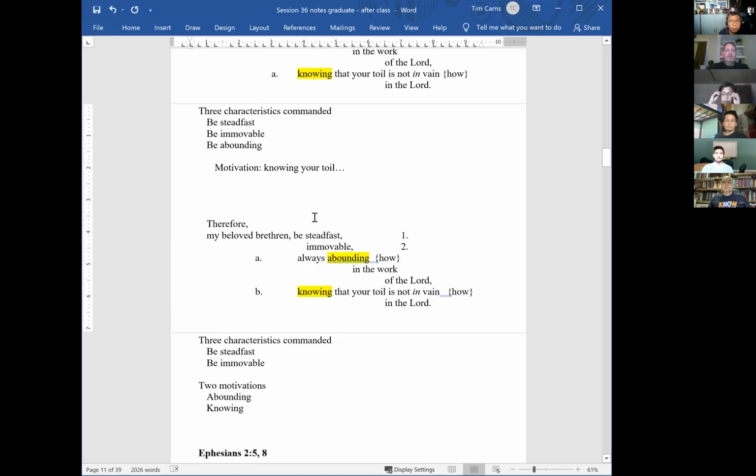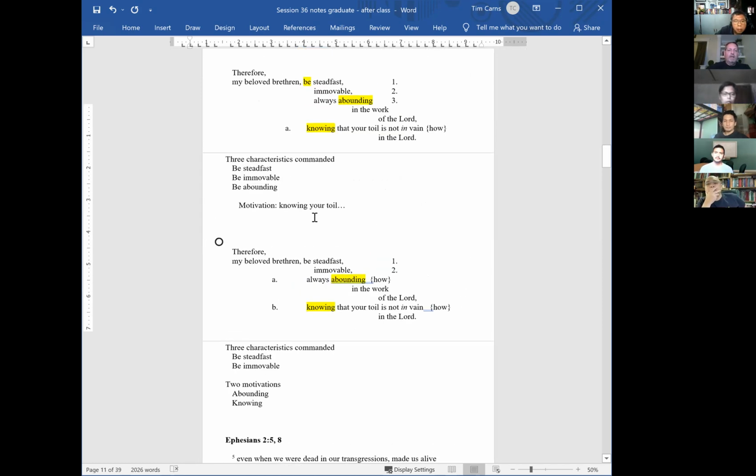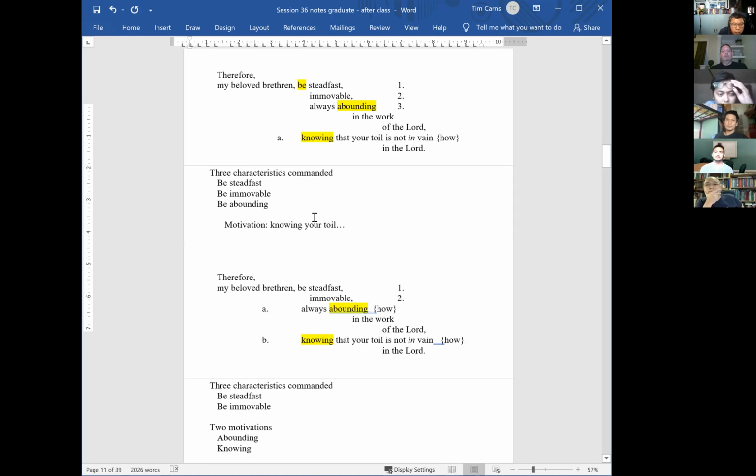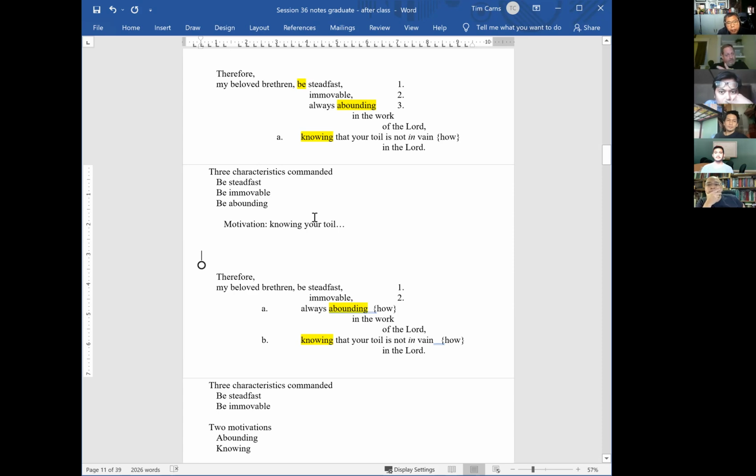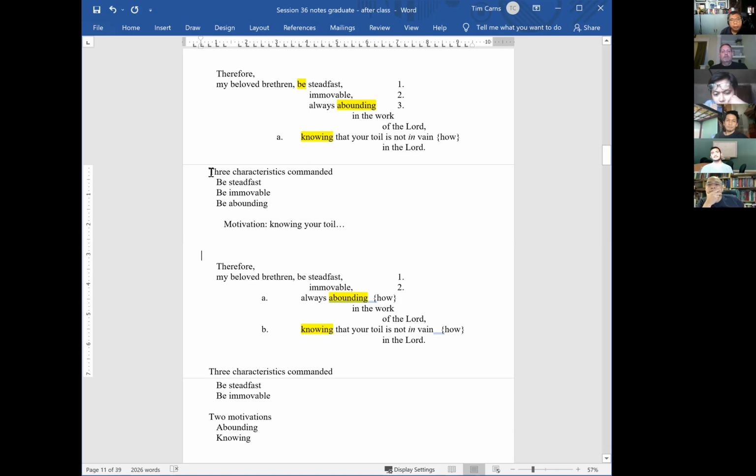You guys see that? How my understanding of the participle affects how I see the structure of the passage, which therefore affects how I see the author, what he's doing. Now, Paul is doing the first here. He's commanding three characteristics with one motivation.